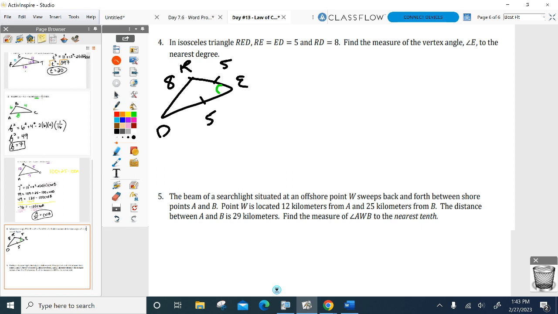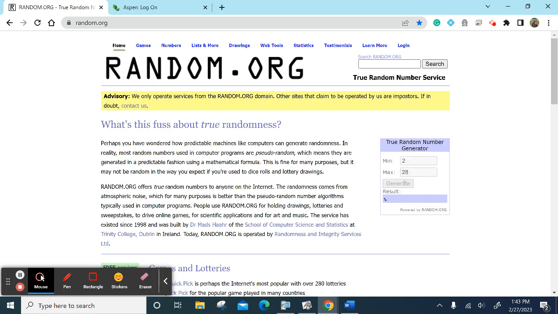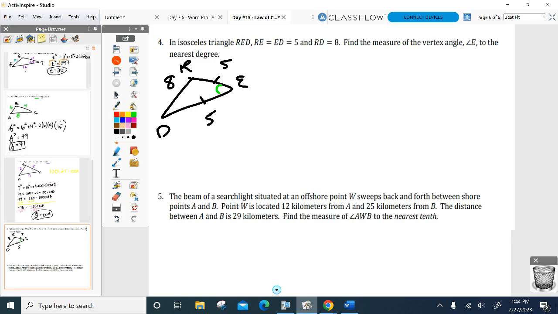All right, how do you start law of cosines off now? 8 or one of the 5s? Where do you want to start out with? 8. Darn right, because it's across from angle E. 8 squared equals 5 squared plus 5 squared minus 2 times 5 times 5 cosine E. I'll leave it as an E.